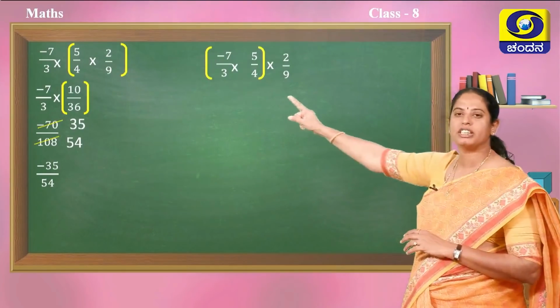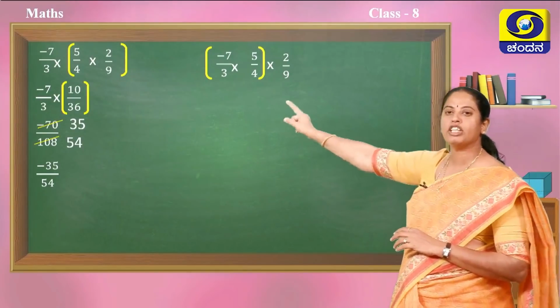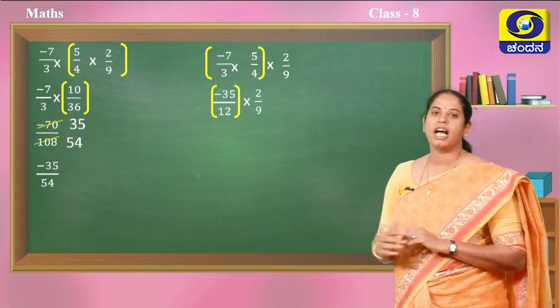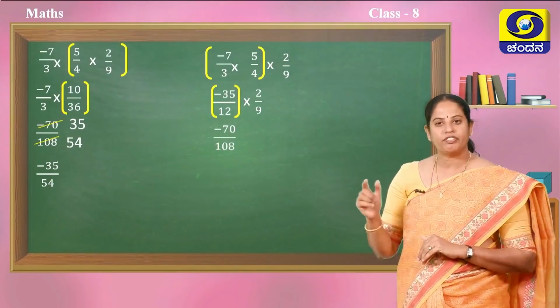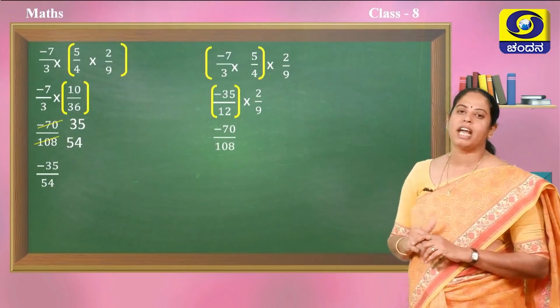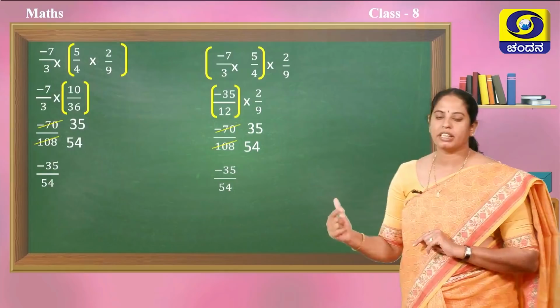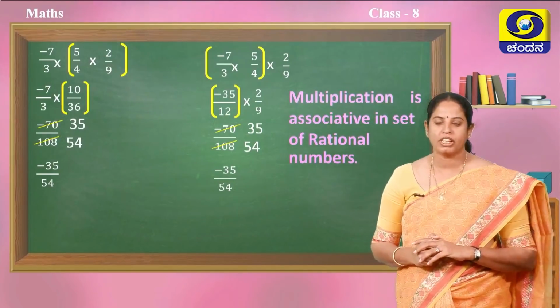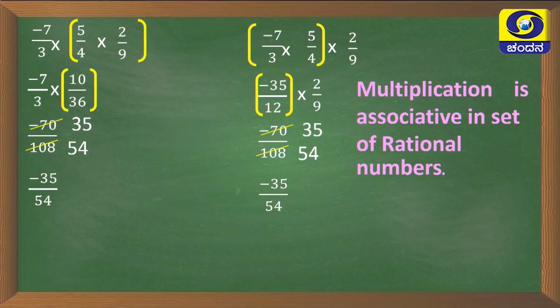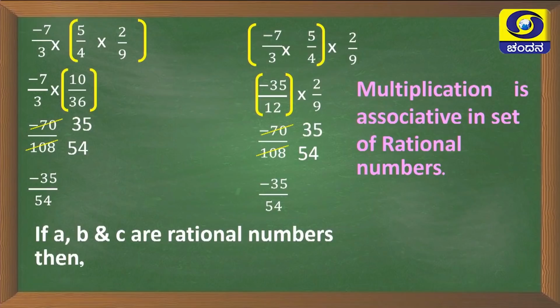Now, I am changing the group. I am grouping minus 7 by 3 into 5 by 4. When I multiply these two first, I am getting minus 35 by 12. This is multiplied by 2 by 9, I am getting minus 70 by 108. So, when it is simplified, again I am getting minus 35 by 54 only. So, by this we can say multiplication is associative in the set of rational numbers. For the other type of grouping, you can check. That means you can group 5 by 4 and 2 by 9, then multiply by minus 7 by 3, and you are definitely going to get minus 35 by 54 only.